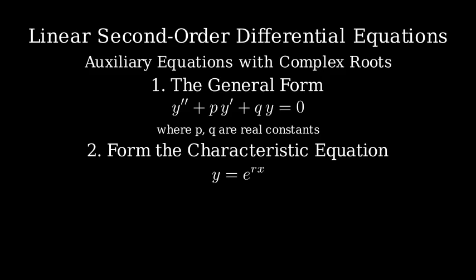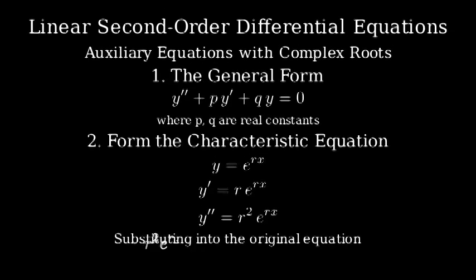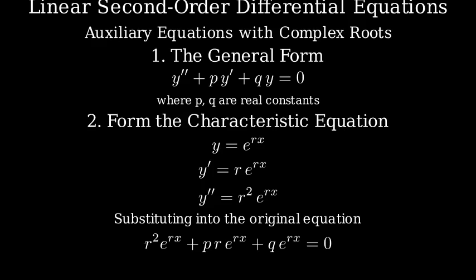We make an assumption that the solution has the form y equals e raised to the power rx. When we take derivatives, we get y prime equals r times e to the power rx, and y double prime equals r squared times e to the power rx. Now, we substitute these expressions back into our original differential equation. We get r squared times e to the power rx plus p times r times e to the power rx plus q times e to the power rx equals 0.